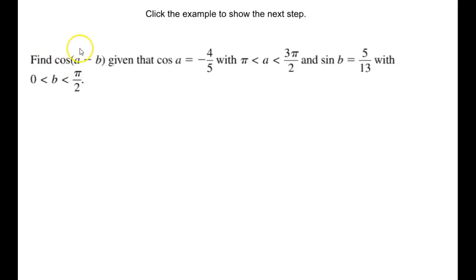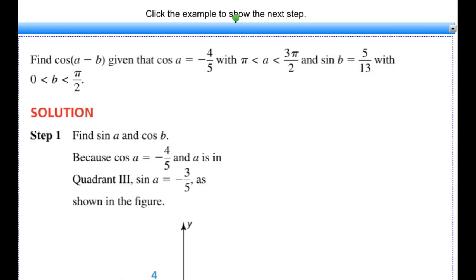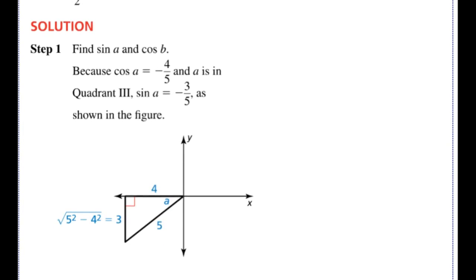So here we have cosine of a minus b, given that cosine of a is -4/5, with pi less than a, which is less than 3 pi over 2. So I know I'm in quadrant 3. Also, sine of b is 5 over 13, with 0 less than b, which is less than pi over 2. So this part is in the first quadrant. My A is in the third quadrant and my B is in the first quadrant.